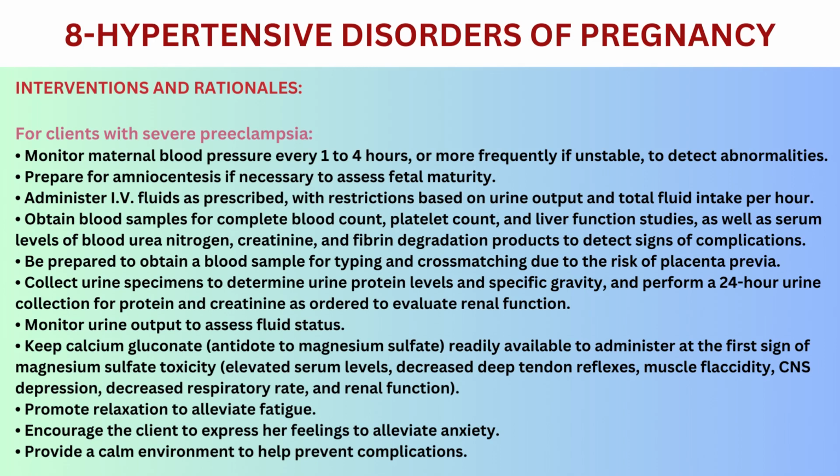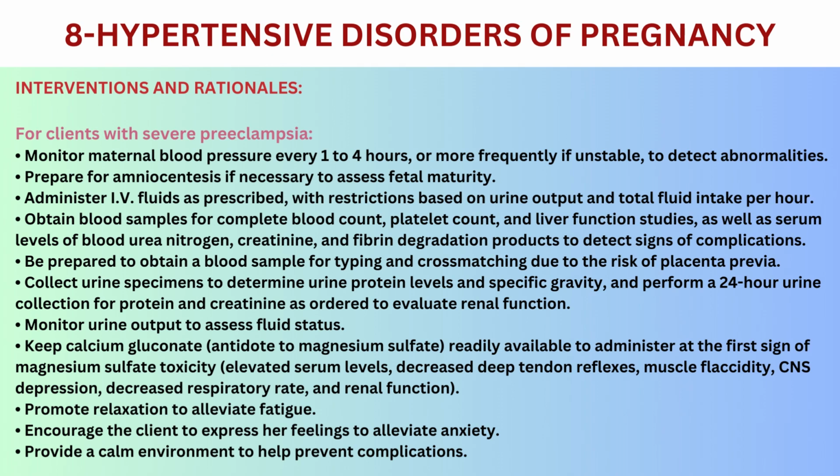Collect a urine specimen to determine urine protein level and specific gravity, and perform a 24-hour urine collection for protein and creatinine as ordered to evaluate renal function. Monitor urine output to assess fluid status. Keep calcium gluconate, the antidote to magnesium sulfate, readily available to administer at the first sign of magnesium sulfate toxicity: elevated serum level, decreased deep tendon reflexes, muscle flaccidity, CNS depression, decreased respiratory rate, and decreased renal function.